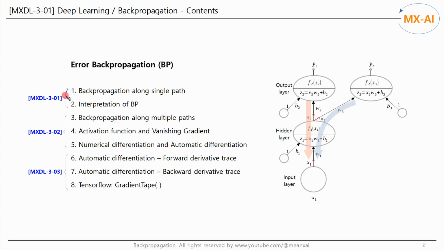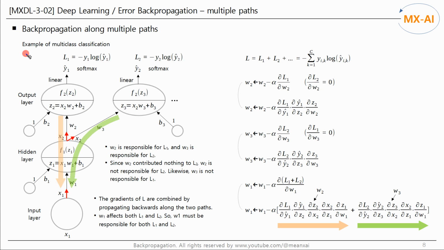In the last video, we looked at backpropagation on a single path and interpreted its meaning. In this video, we'll look at the backpropagation along multiple paths and explore the algorithms for finding gradients. Let's take a look at backpropagation along multiple paths using the simple neural network below as an example.